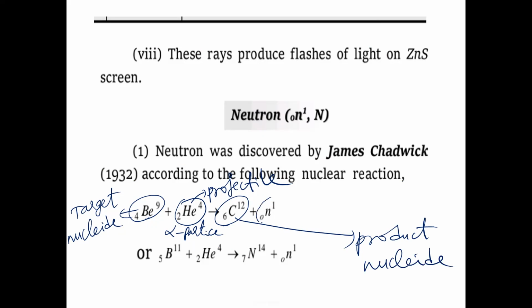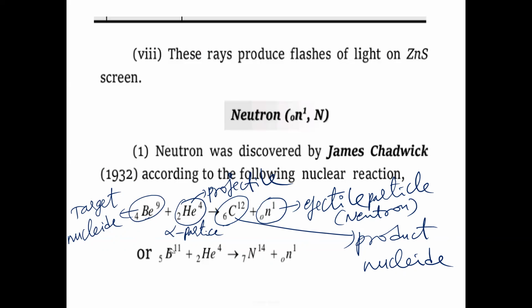Along with the product nuclide, whatever is emitted is called the ejectile. This emitted particle is called the ejectile particle, as opposed to the projectile particle. Here the ejectile is the neutron. In this case, neutron is the ejectile. Like this, neutron is produced in this nuclear reaction.